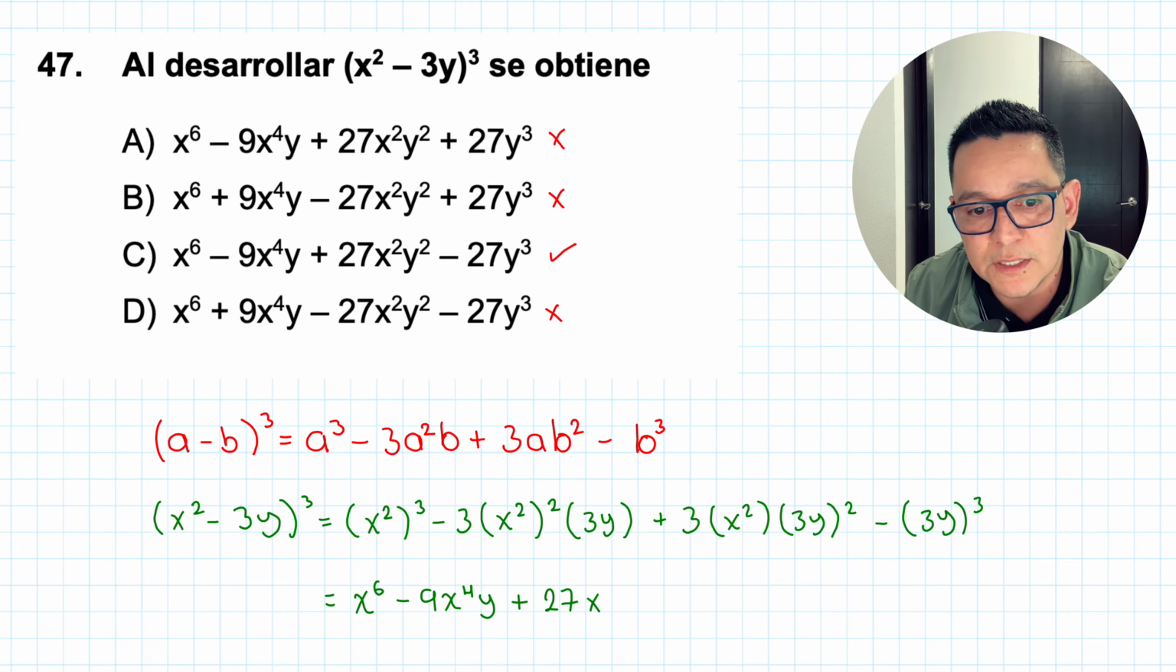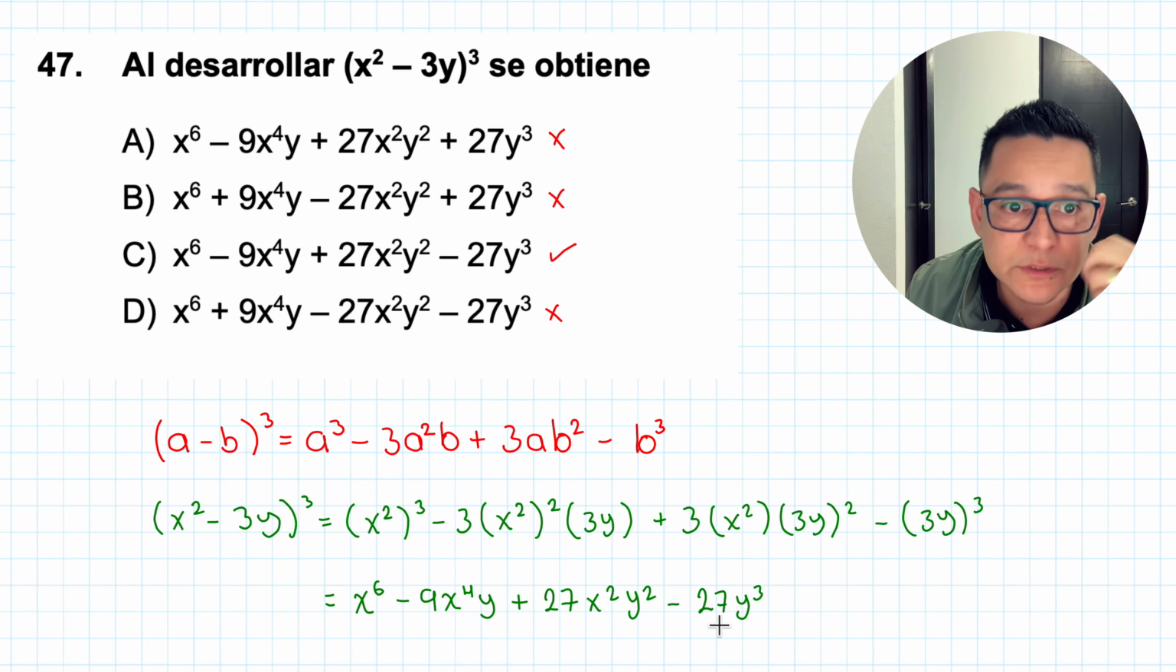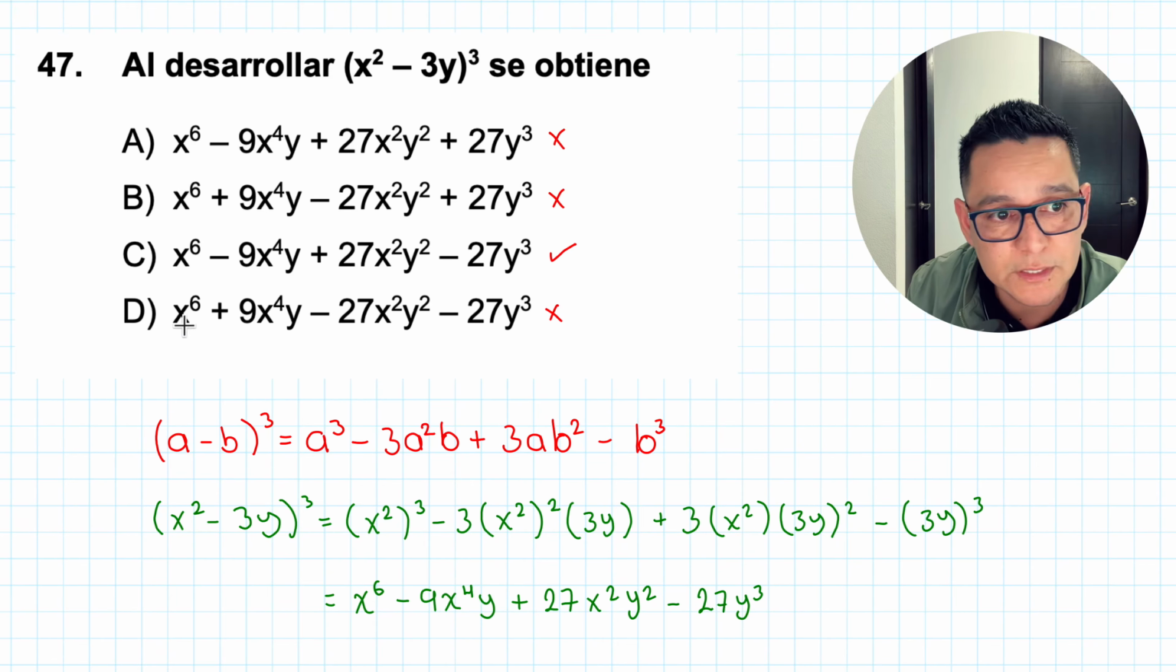I write x squared, and over here we also have y squared, and then we have minus 3 cubed. That would be 3 times 3 times 3, that's 27, right? And we also have a y cubed. Done. So would this be the solution then? As you can see, it's the same, right?